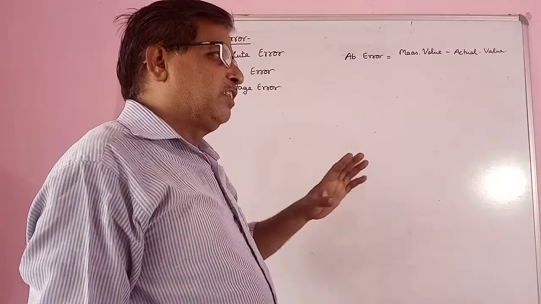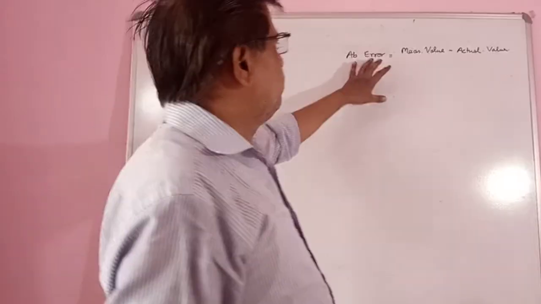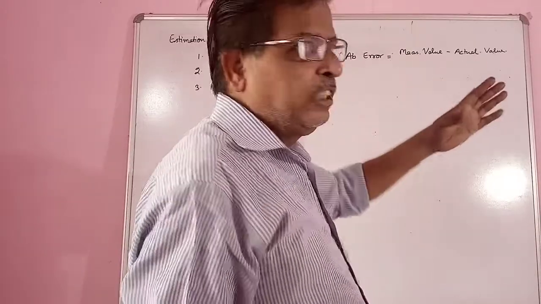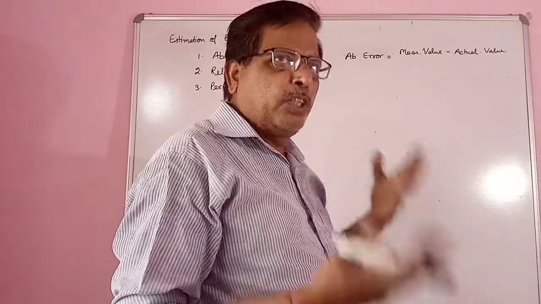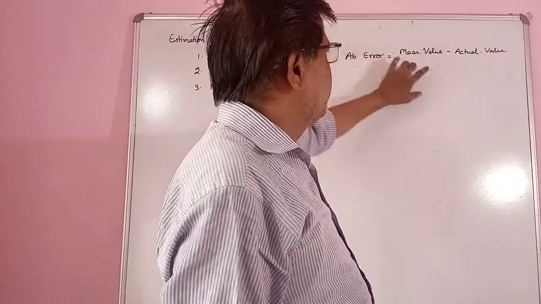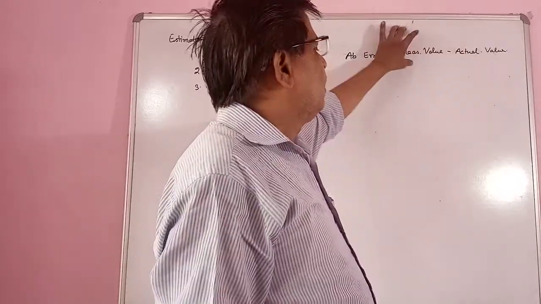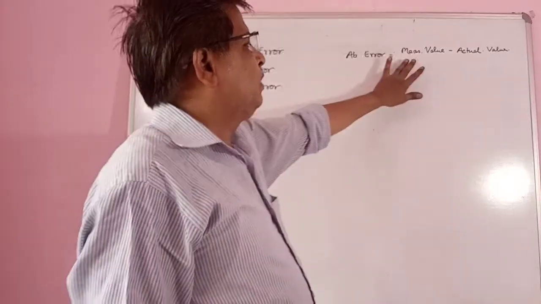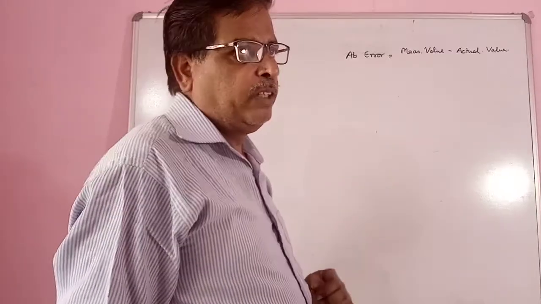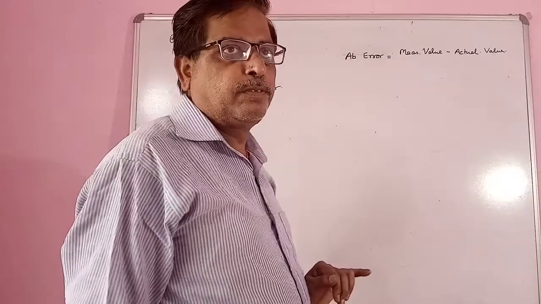We have discussed in the previous lecture that there are two conventions for absolute error. In some books it is actual value minus measured value, but according to me, measured value minus actual value is more appropriate. That's why I am using it. So this is measured value minus actual value, and this is absolute error.